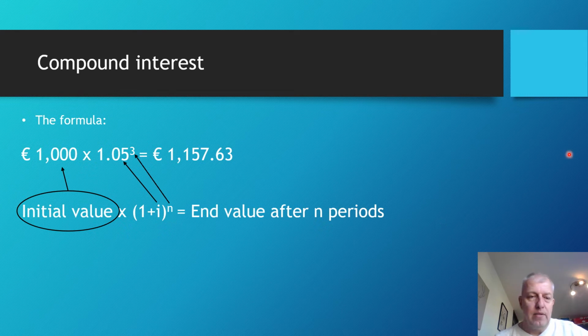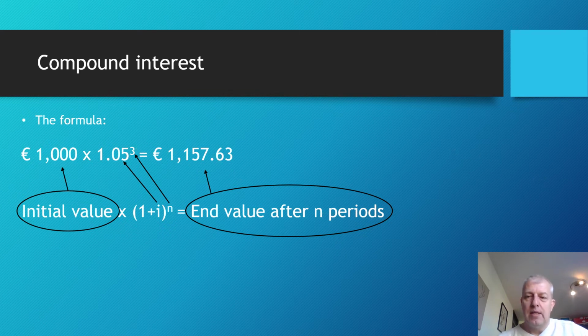Then to the power n. n is the number of periods, in this case years, because the interest rate is per year. But the period can also be, for example, a quarter, a month, or half a year. So you have to be very careful and read the assignment carefully, to see what period the interest rate is about. In this case, it was years, so n is the number of years. And then the n value is the value at the end of the number of periods that is asked, so in this case, after n periods, 3 years.